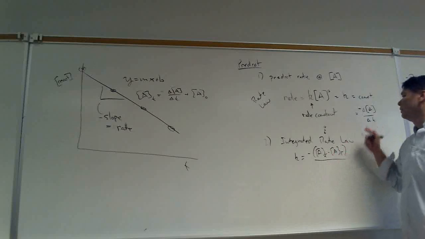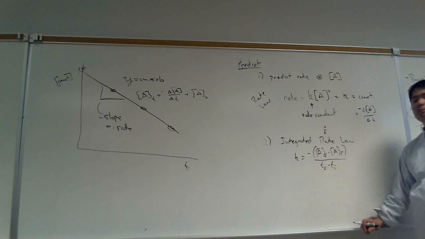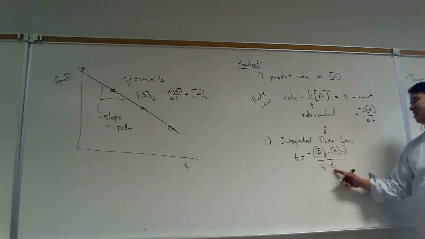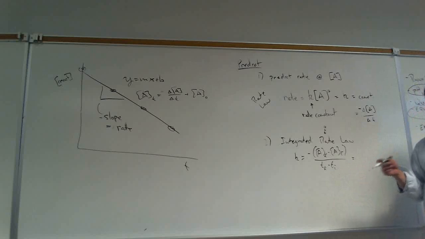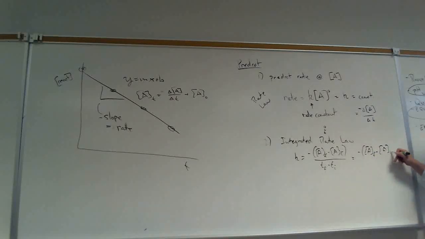Delta T is T final minus T initial. T initial is usually what? 0. Since T initial is usually 0, we call it just T, the time interval. And so this is just going to equal minus the concentration of A final minus A initial over T final minus T 0, which is just 0 here. And that means A initial is just A times 0. It doesn't have to be, but that's usually the way it is.